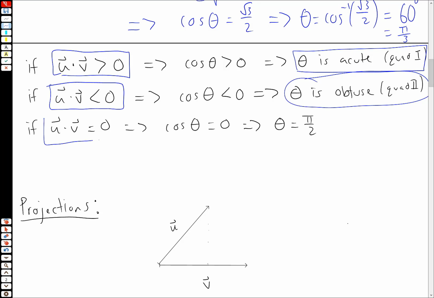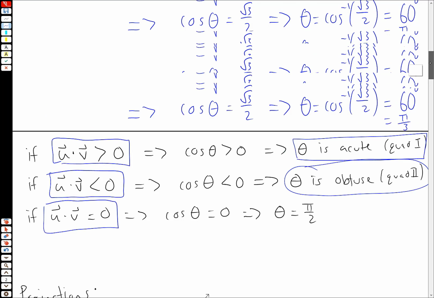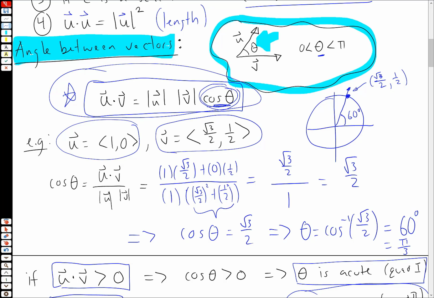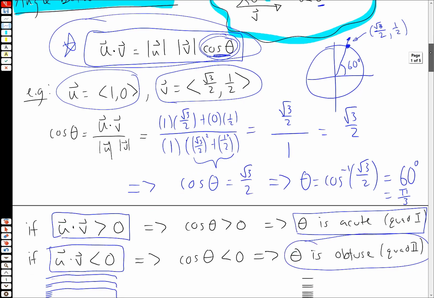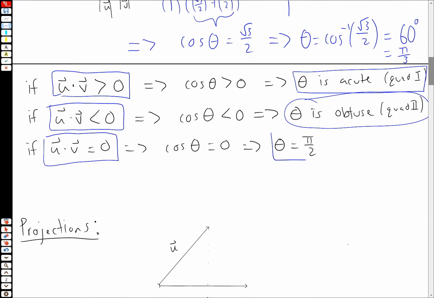Now, if the dot product is 0, that means that this equation is 0. And how do you get that it's 0? Well, that means that cosine had to be 0. Now, what angle is cosine 0 at? It's at pi over 2. Now, what does that mean for us? Well, that means that geometrically, you have perpendicular vectors. So if u dot v is 0, that means that they meet perpendicularly, and we also call them orthogonal vectors. U and v are orthogonal.